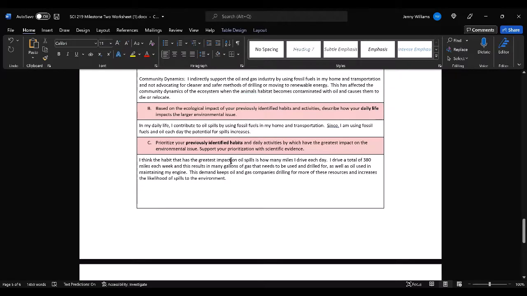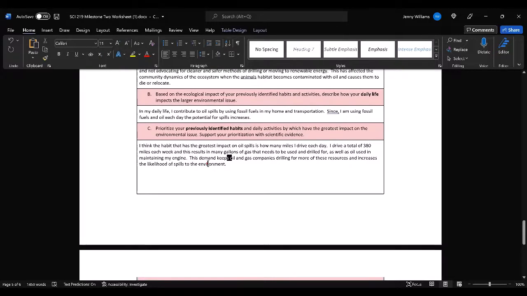So I say, okay, the habit that has the greatest impact is how many miles I drive each day. I talk about how many miles I drive and the gallons of gas and oil needed. Okay, and then I say this demand keeps oil and gas companies drilling for more of these resources because, right, they're trying to help customers like me. They're trying to give in to the demand that is present.